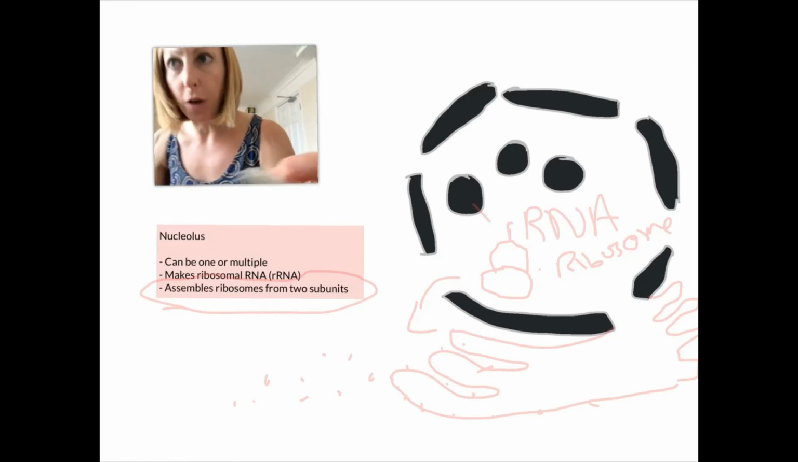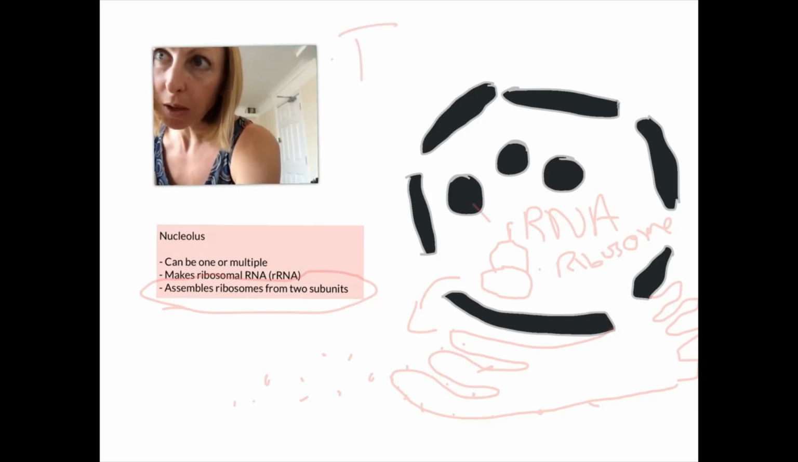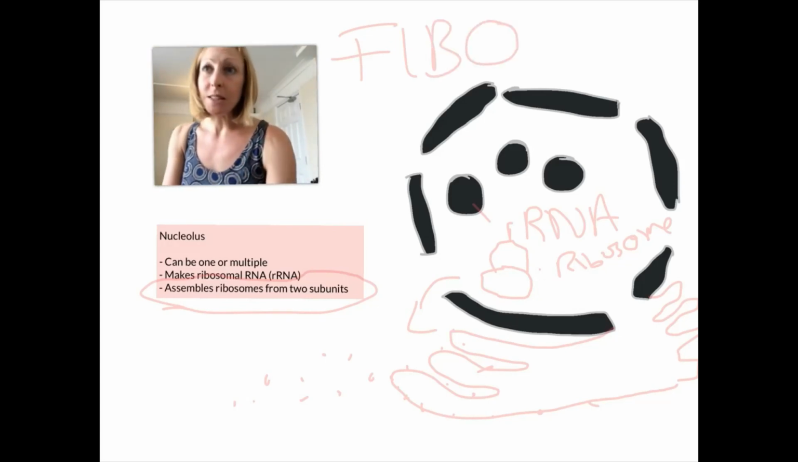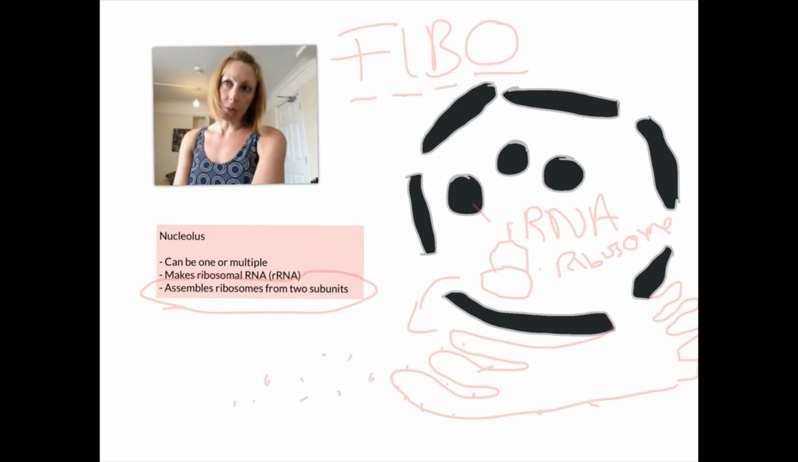Now, I always teach FIBO. It might sound silly, but let me just find a way of writing it up here that I don't get in the way of the camera. FIBO. So what this means is free ribosomes make proteins that stay in the cell, which is what the I is for, and bound ribosomes make proteins that go out of the cell.